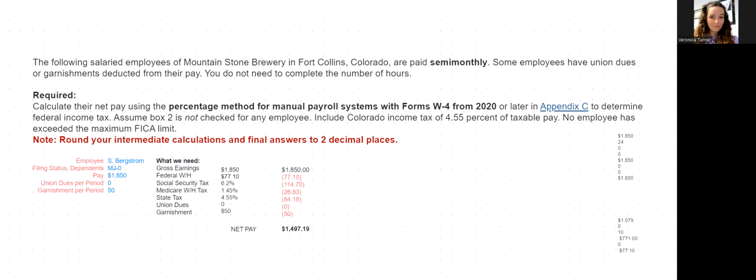So those same forms that we pulled up, I don't know if you want to just go through the video again and take a look. Those are the forms that we're going to need for this particular one. Again, because we've determined several things on the readings, that they're paid semi-monthly, that it's going to be the percentage method for manual payroll systems with the forms W-4 from 2020 or later. And we're assuming that box 2 is not checked for any of these employees. We're given the Colorado tax rate and that no employee has exceeded the maximum FICA limits.